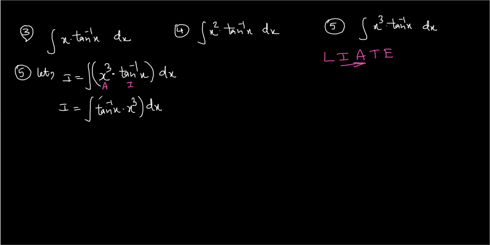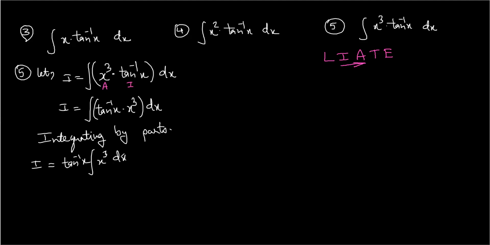And now I apply integration by parts. I write here, integrating by parts. So what do I get? I get I equals to tan inverse x integration of x cube dx, minus big integral d by dx of tan inverse x, integration of x cube dx, and the whole dx.